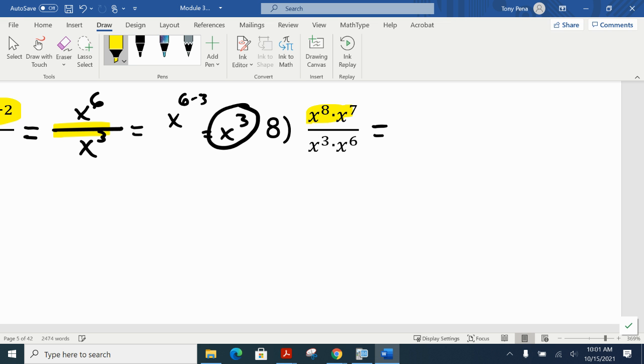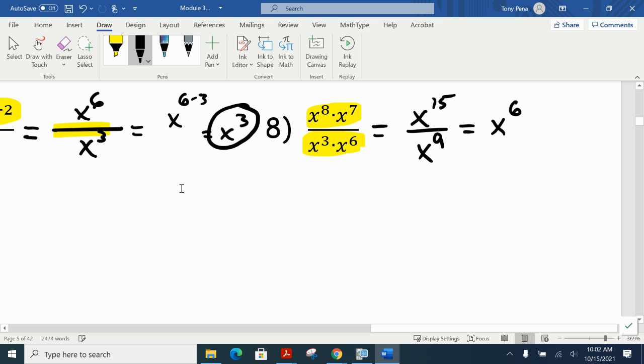All right, Sage, what do we get in the numerator? Good. So our numerator becomes an x to the 15th. Haley, what do we get in our denominator? Good. X to the 9th. 3 plus 6 is going to be a 9. And then when we now divide these, Nadia, that should give us x to the what? Good. X to the 6, because we do 15 minus 9. All right. And then that's it. All right. Good with that.